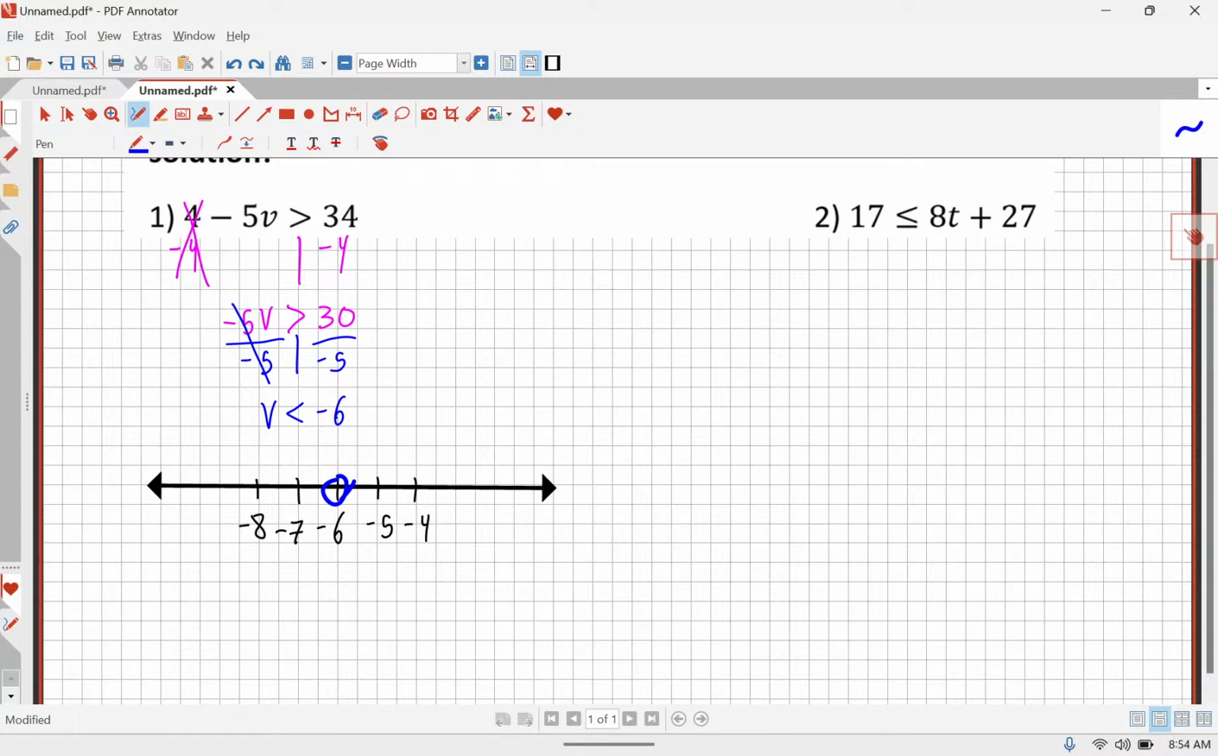Okay? And then we have to ask ourselves, think about it like this. Since v is less than negative 6, we might think of that maybe in terms of debt. Your debt is worse than negative 6. Yeah, owing someone $7 is worse than owing them $6. And so we need to shade in that direction instead. That's the story right there.